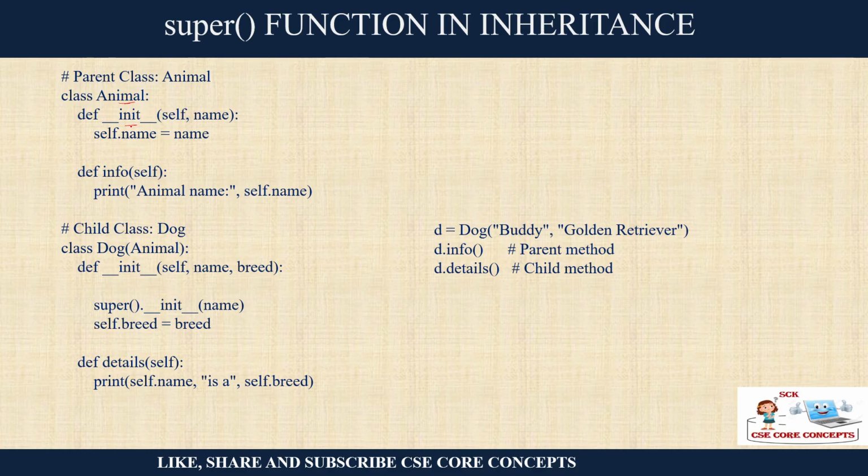It is basically used for initialization. So I am giving the name of that animal, right? Or simply you can write blank space also, no problem. Now you are writing a method info self, so you are printing the name of the animal. That's it, right? You are doing this much.